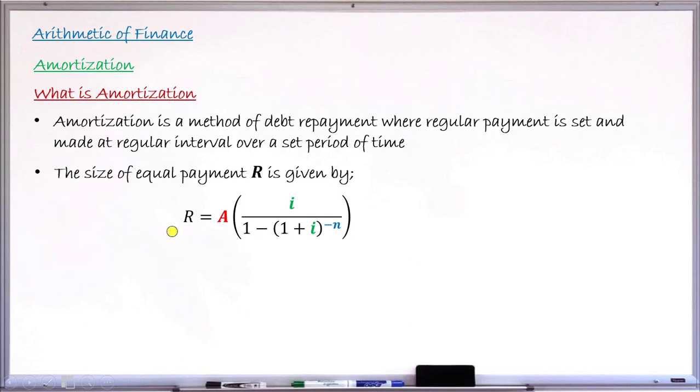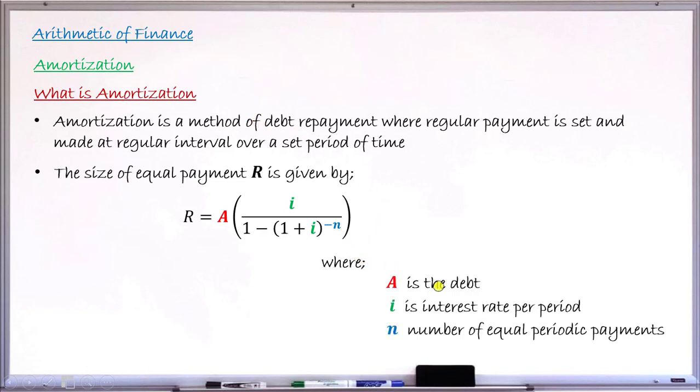This is the formula that we use to find the size of the regular payment that will be made, for example, every 3 months, to offset the debt that we have collected from the bank completely. Where A is the debt, that is the amount of the initial money collected from the bank, i is the interest rate per period, and n is the number of equal periodic payments. That is the number of payments that will be made completely throughout the period. We are going to take examples of how we can make use of this to find the size of the regular payment to offset a debt.